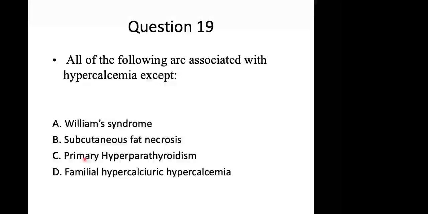The next was: all of the following are associated with hypercalcemia except. So Williams syndrome is classically associated with hypercalcemia. Hypercalcemia can itself cause subcutaneous fat necrosis and there is association with it. Primary hyperparathyroidism is one of the commonest, although rare, causes of hypercalcemia. The fourth option was familial hypercalciuric hypercalcemia. The actual cause of this is hypocalciuric hypercalcemia.